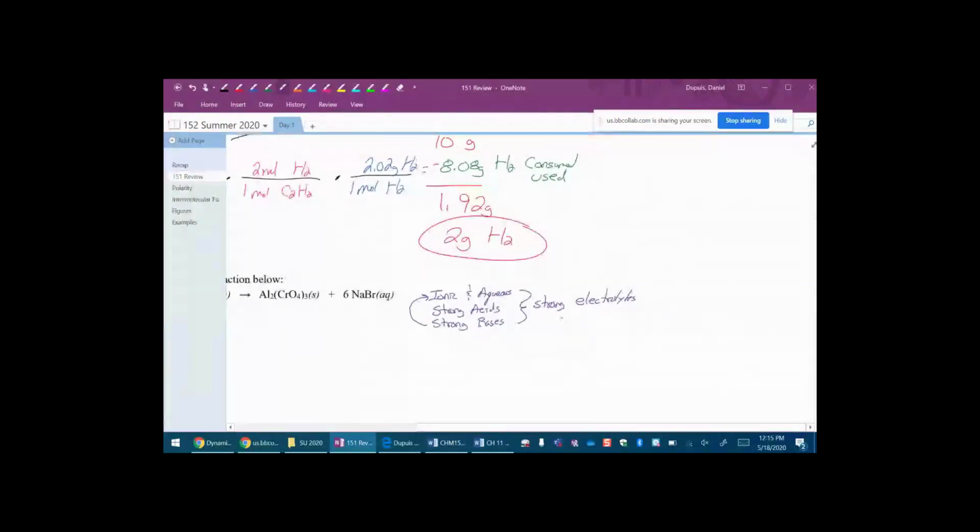So let's review the acids. HCl, HBr, HI, the 3 middle halogens. H2SO4, HNO3, HClO4, HClO3. Those are our strong acids in this course. Are there more strong acids than that? Of course. But those are our strong acids. All right.